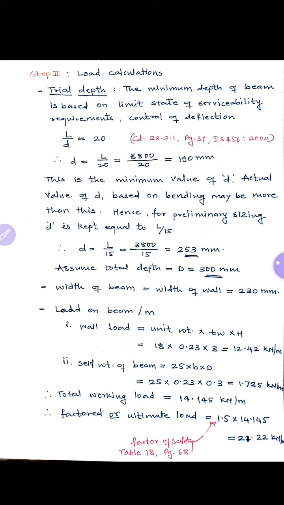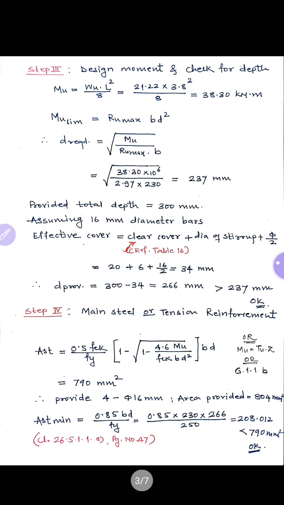In this way we are having total working load as 14.145 kilonewton per running meter. We have to convert this into ultimate or factored load by multiplying a factor of safety of 1.5, and this factor of safety is given in table number 18, page number 68. So this is how we got our total load.